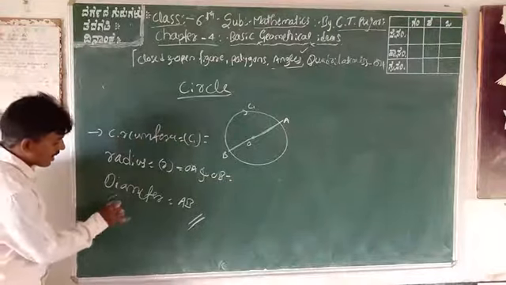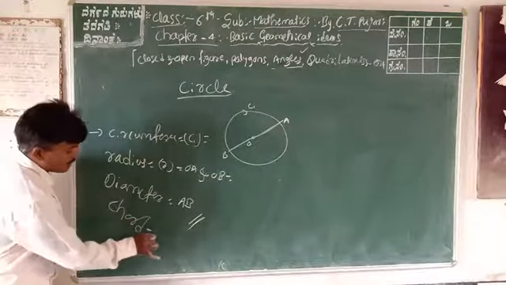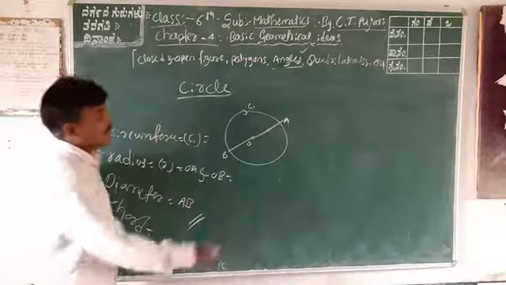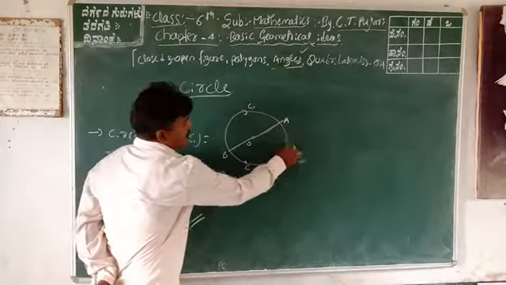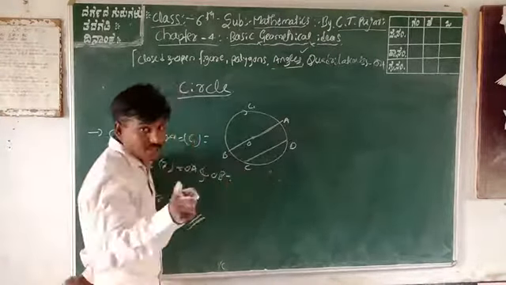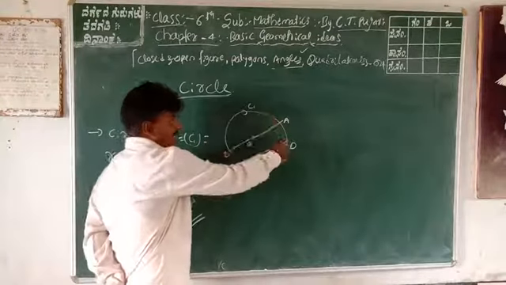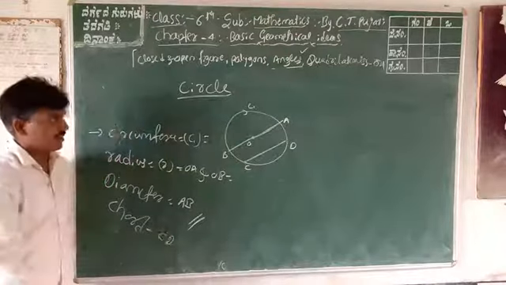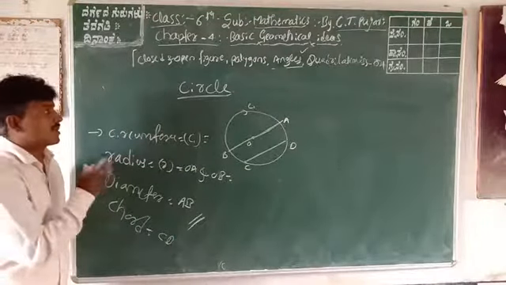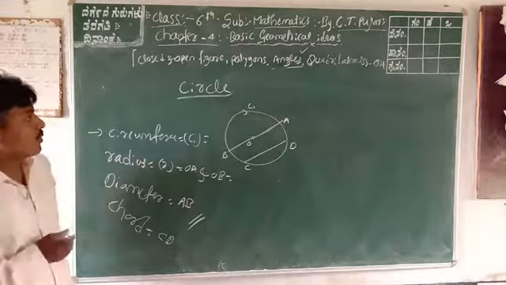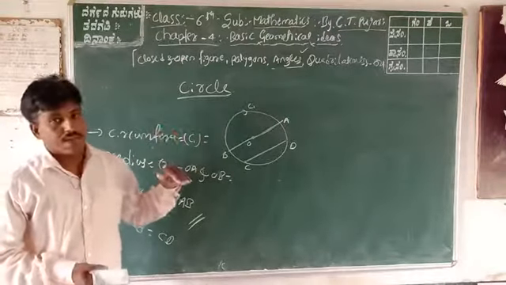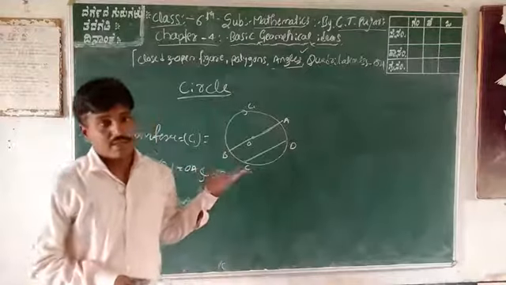And the chord: the distance between any two points of the circumference is called a chord. For example, this is D. There are many such concepts. You can study more concepts in your homework also. I will do the circle diagram, and I shall continue next class. You can do your homework.